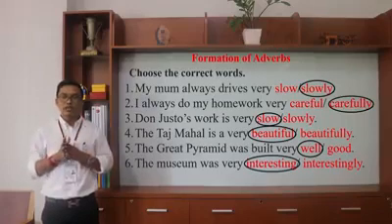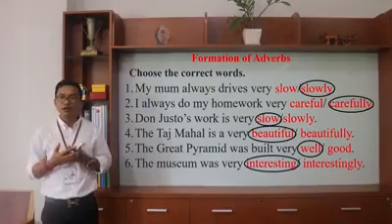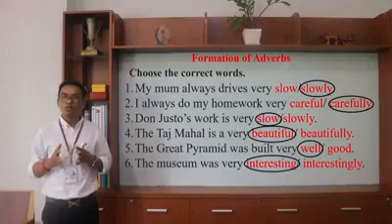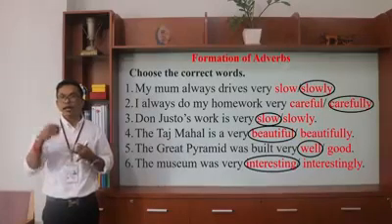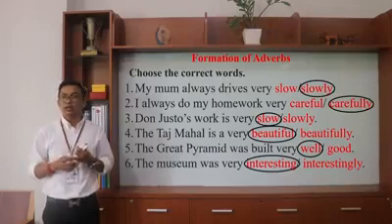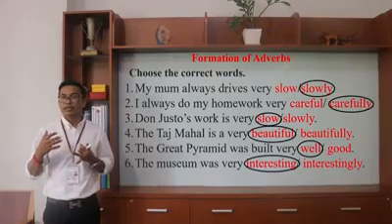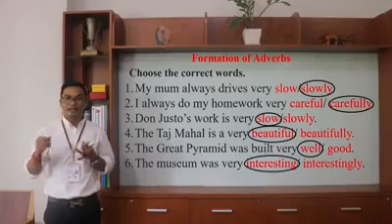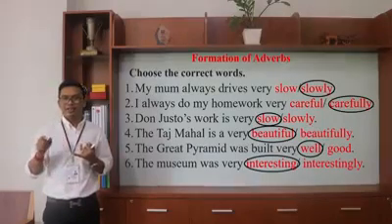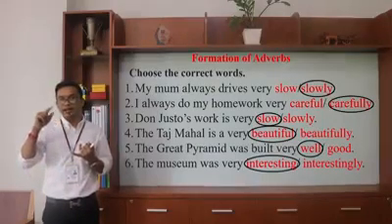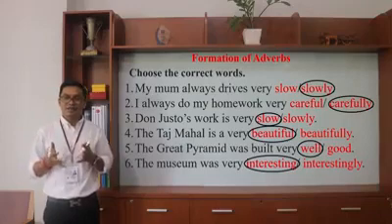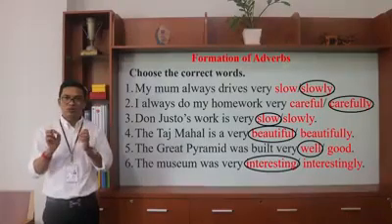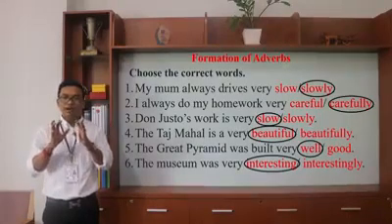There are 5 rules, as I taught you in the previous video. The first one, you add ly to the adjective. The second one is adjective ending in y, you have to change y into i and add ly. Then adjective ending in ic, you have to add ally. And adjective ending in able, you have to add ly.